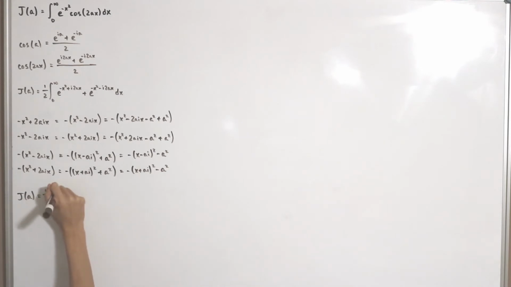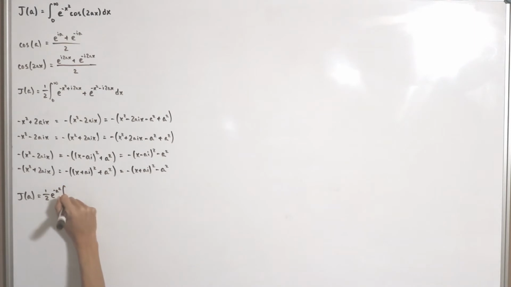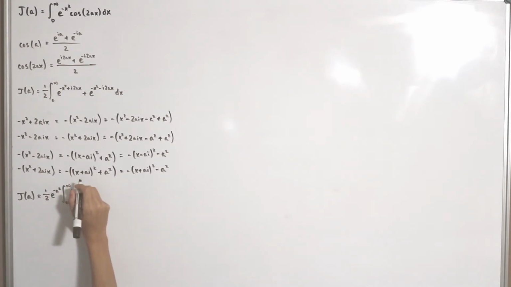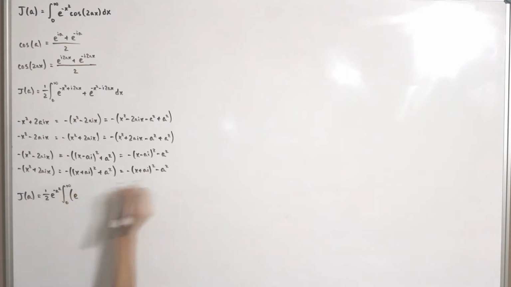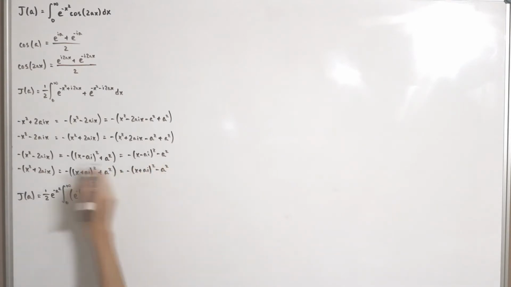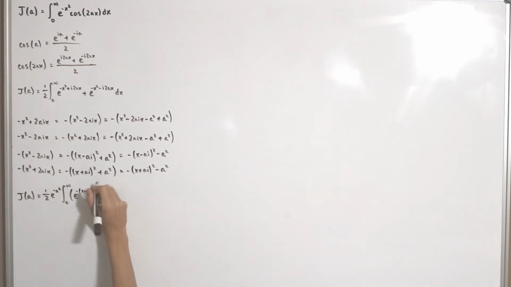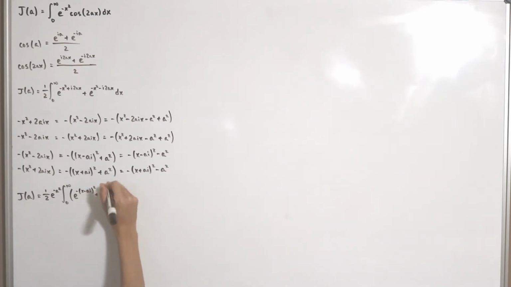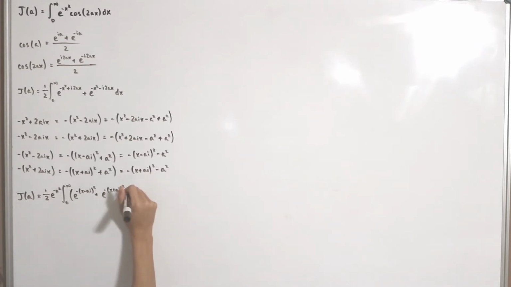So e to the -a square, and then multiply by the integral from 0 to infinity of, let me write this in parentheses. So this is e to the negative, let me see, yeah, negative (x minus ai) squared, plus e to the negative (x plus ai) squared, then dx.